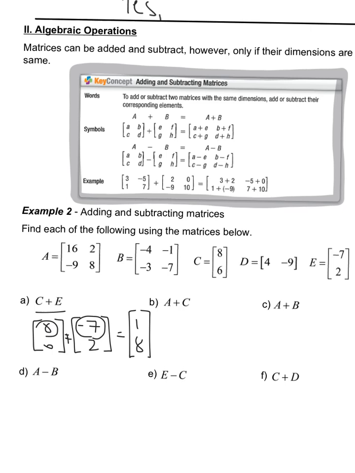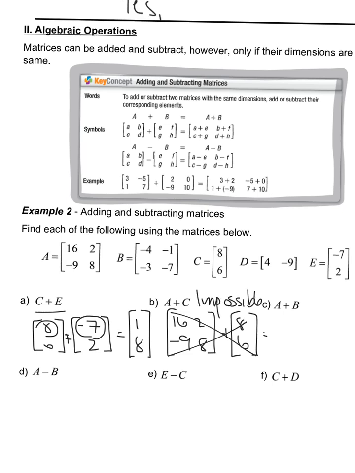All right. Sometimes we might have a situation like A and C, where we have 16, 2, negative 9, and 8, and we're adding that to the matrix 8, 6. Some of you might say, well, why don't we just add 16 and 2 and 8 together, since they're all in the top row, or negative 9, 8, and 6. Well, in that situation, with adding and subtracting matrices, they need to be the exact same dimensions. So this problem is actually impossible. If you want to add and subtract matrices, they must be the exact same dimensions.